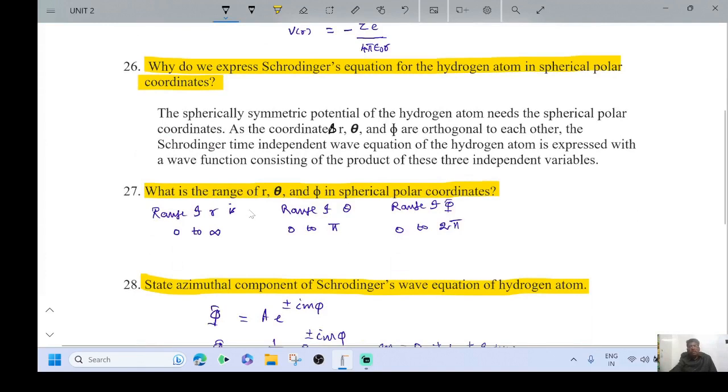What's the range of r, theta and phi in spherical polar coordinates? Range of r is 0 to infinity. Range of theta is 0 to pi. Range of phi is 0 to 2 pi.